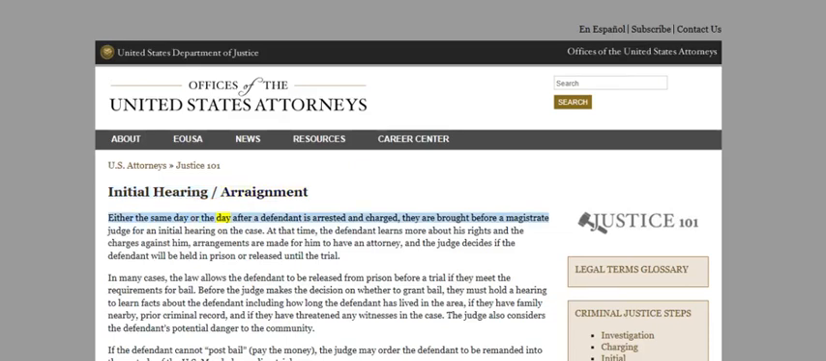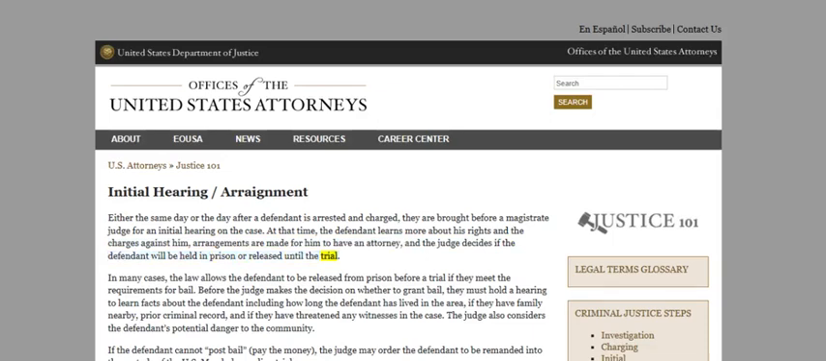Either the same day or the day after a defendant is arrested and charged, they are brought before a magistrate judge for an initial hearing on the case. At that time, the defendant learns more about his rights and the charges against him. Arrangements are made for him to have an attorney, and the judge decides if the defendant will be held in prison or released until the trial.